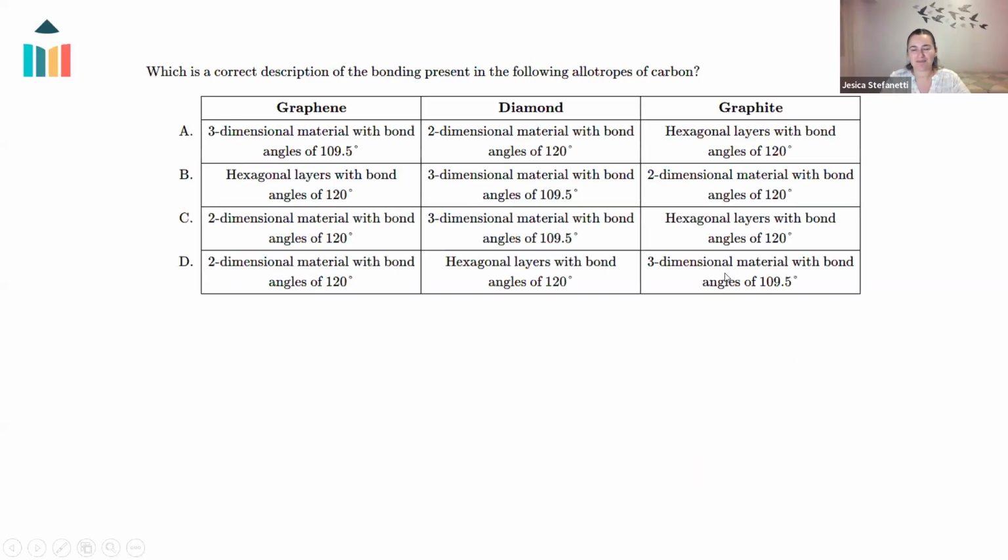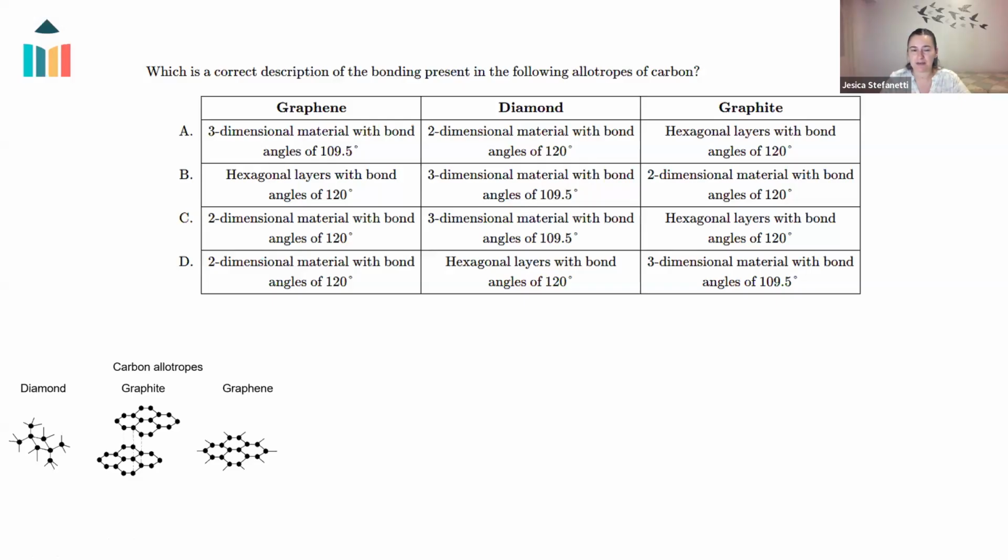Let's try the next one. Check out this one. To work this out, you must have in mind the structures of these three allotropes. Otherwise, it will be really hard to work it out. So here, it's very useful to have in mind the diagrams I shared with you previously.